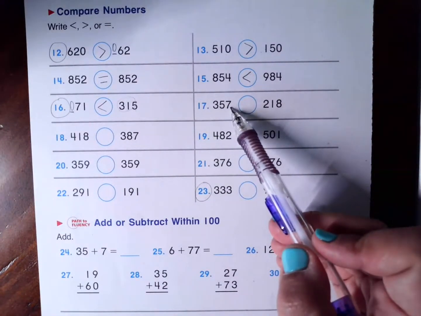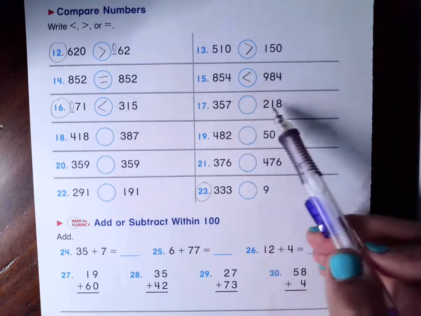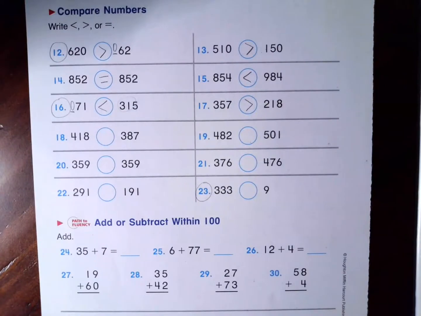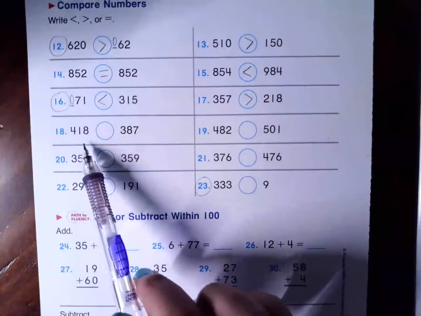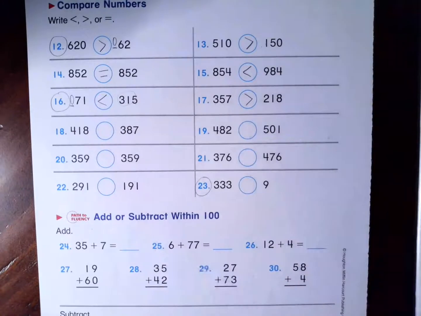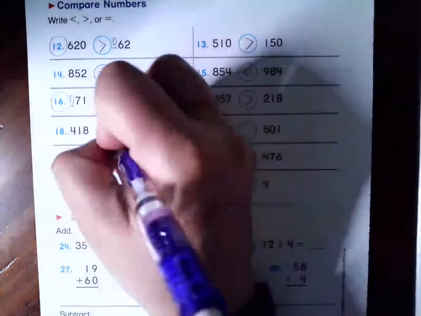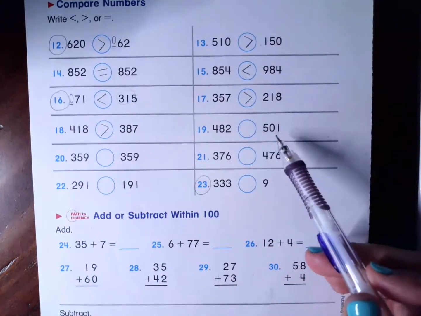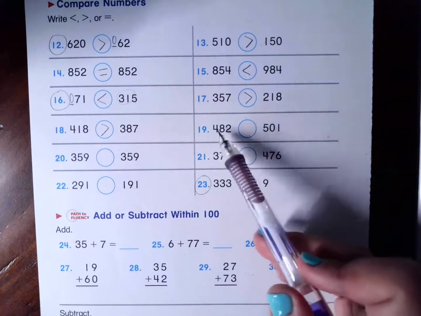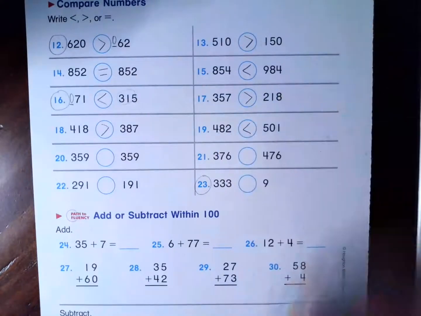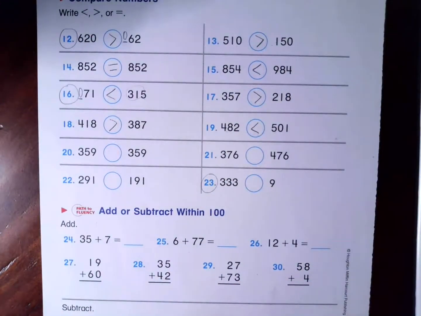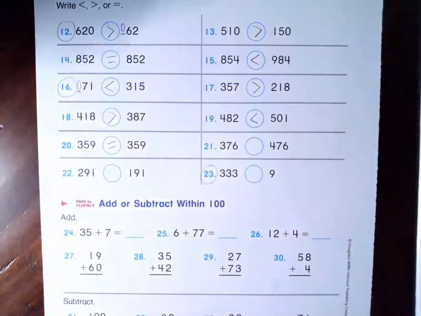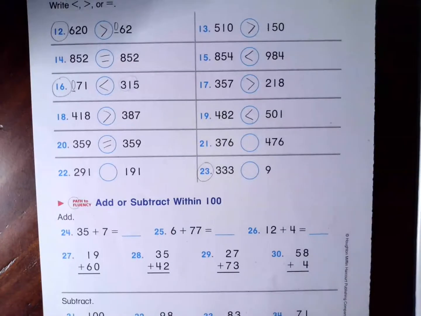Then we have 357 versus 218. My 3 is larger than my 2, so I have the greater than symbol. 418 versus 387. I know 4 is greater than 3. 582 versus 501. I know that the 5 is greater than the 4, so there's my less than symbol. Number 20, we have 359 versus 359. We get an equal sign. Those are exactly the same number.